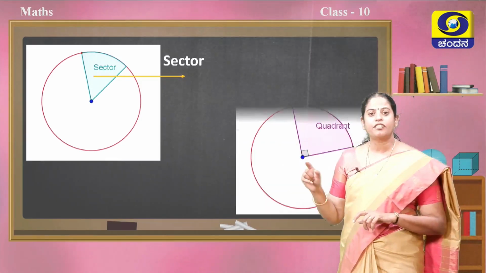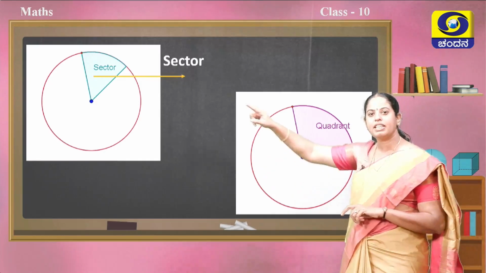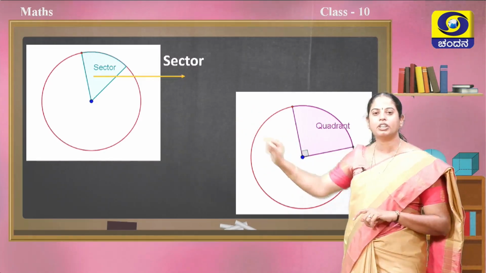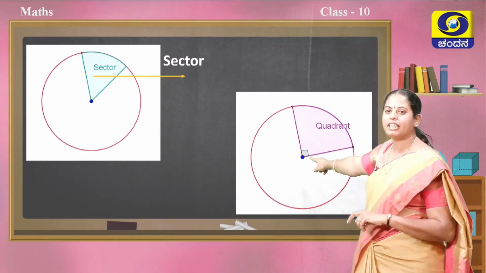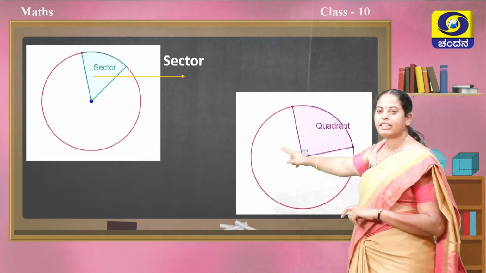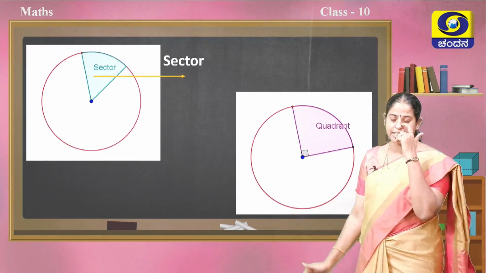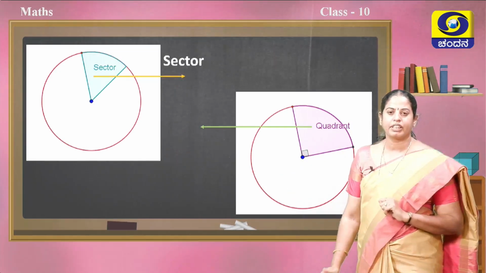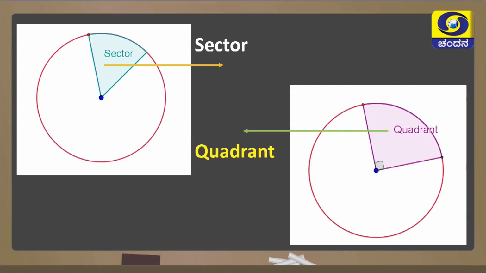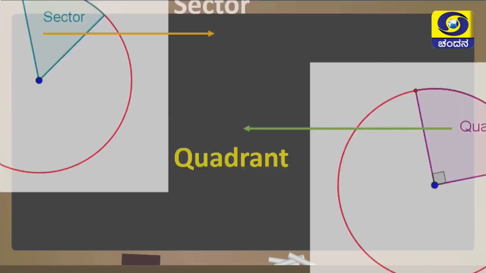Okay, if you observe, there is an angle between the two radii. If that angle is 90 degrees, then the circle is divided into 4 equal parts and each part is called a quadrant. Yes, so we call this a quadrant. This is also a sector.